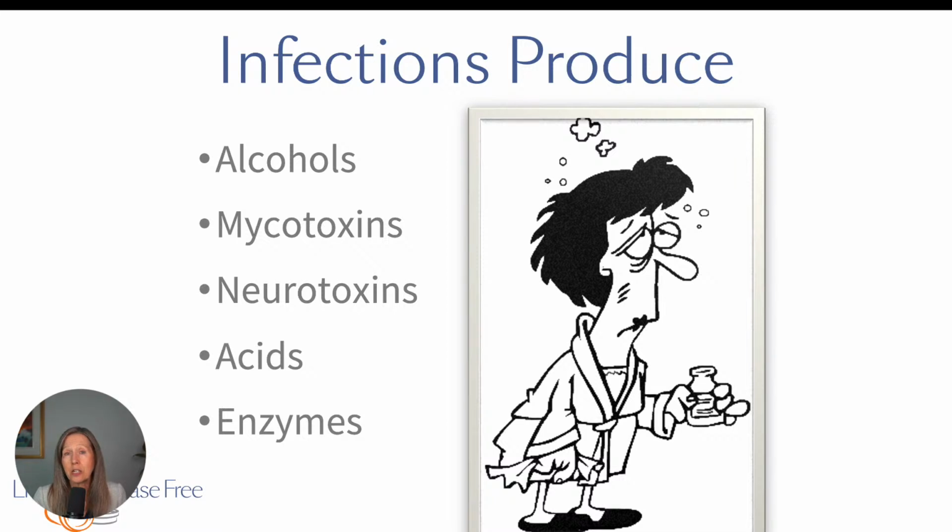We know that these infections produce all kinds of toxins, alcohols, mycotoxins, neurotoxins, different organic acids and enzymes, and other substances. So the parasites themselves cause inflammation in our body, but also the toxins that they produce cause inflammation. And inflammation means that our immune system is fighting something. Either it's fighting infection, the parasites, or it is fighting the toxins they produce.